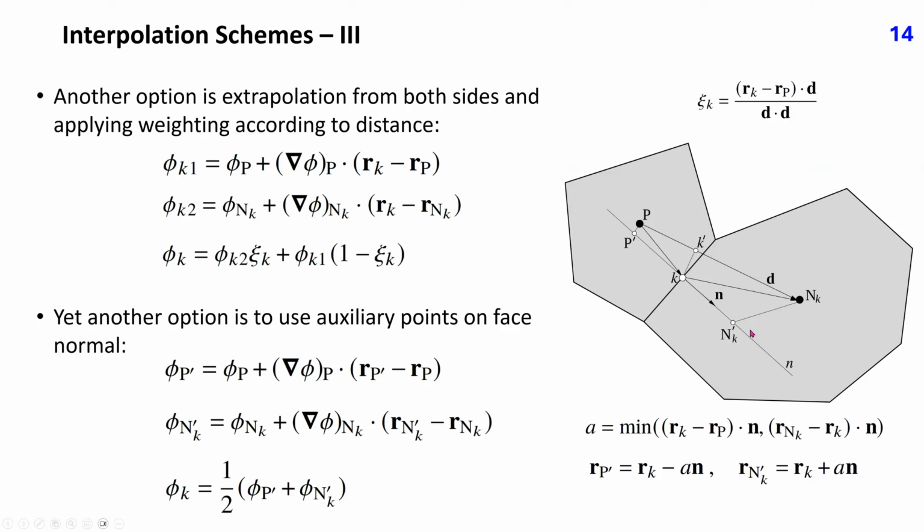the cell phase. Variable values at these auxiliary points can be computed using cell center values and gradients times distance vector from cell center to the auxiliary points, as shown by these two expressions. The phase value is now obtained as the average of values at the two auxiliary points because they are at equal distance from the phase.